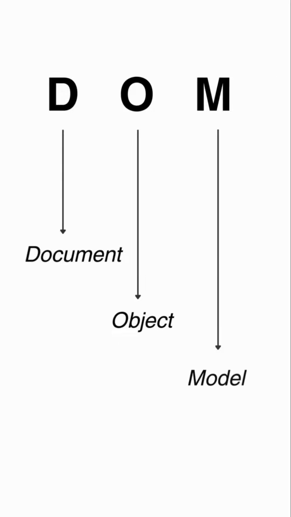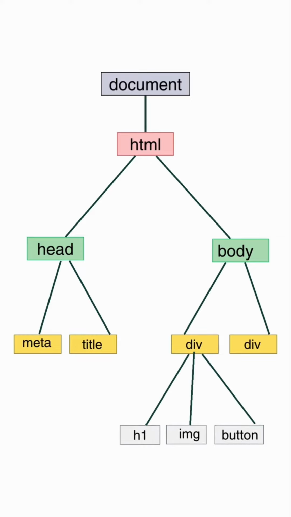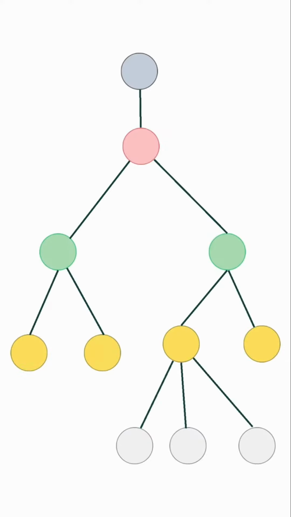DOM stands for Document Object Model. The DOM is a tree-like structure that represents all the elements of a web page, such as the text, images, buttons, and more. Each element on the page is like a node in the tree.